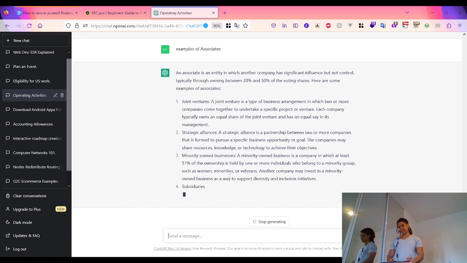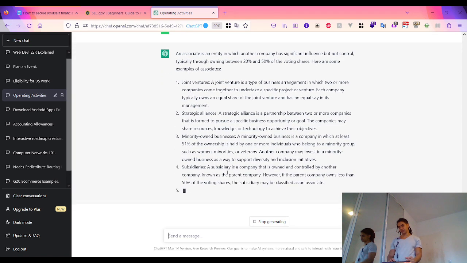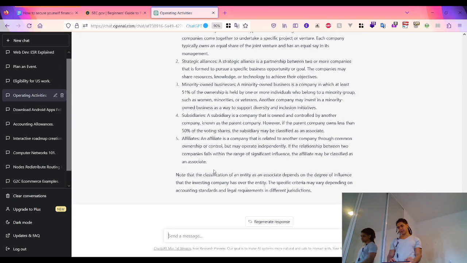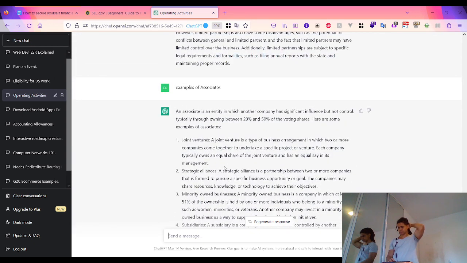joint venture, strategic alliance, minority owned business, subsidiaries, affiliates. Note that the classification of an entity as an associate depends on the degree of influence that the investing company has over the entity. The specific criteria may vary depending on accounting standards and legal requirements in different jurisdictions. An associate is an entity in which another company has significant influence but not control, typically through owning between 20 and 50%.